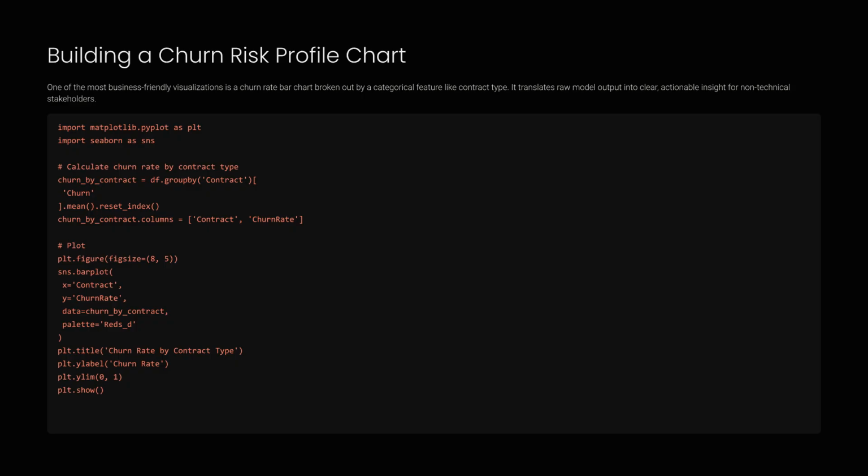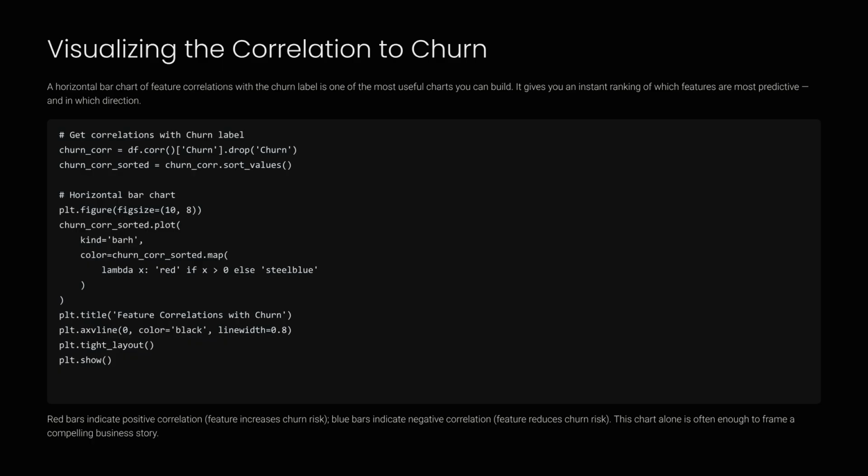Building a churn risk profile chart is a highly business-friendly practice. By breaking down churn rates by categories like contract type, you translate raw model results into clear, actionable insights for your stakeholders. Visualizing feature correlations is another powerful technique.